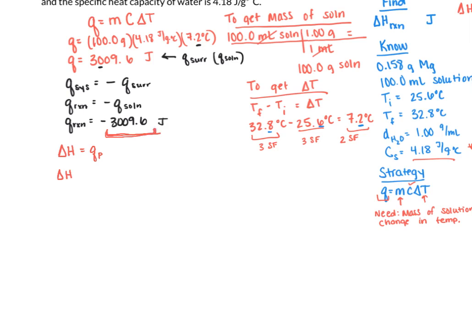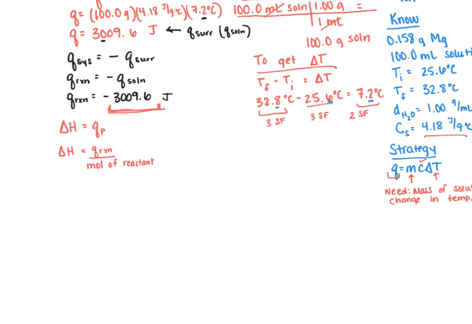So in order to figure out our delta H value, we're going to have to put the Q of the reaction over the moles of reactant. So specifically here, this is going to be the moles of our limiting reactant. So far, we already have our Q. Now we need to figure out how many moles of our reactant we had.